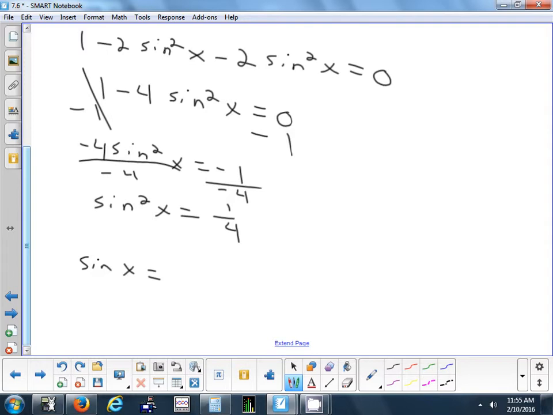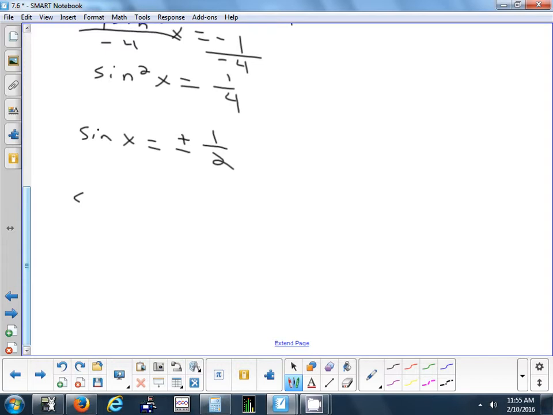Careful. Plus or minus 1/2. Okay, when you take the square root of 1/4, one answer is 1/2. The other answer is negative 1/2. Okay. Now we need to solve each one.